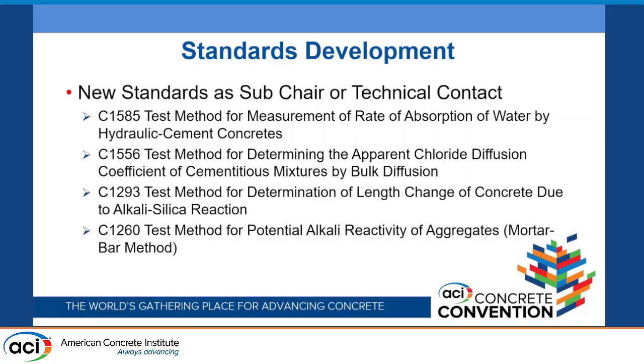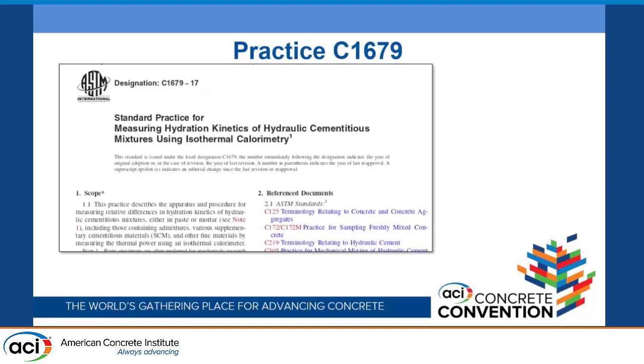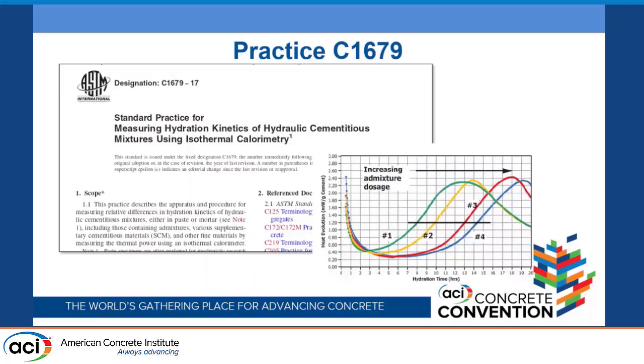And then there are the two classical, I guess we call them, ASR test methods, C1293, the concrete prism, and then the C1260, the mortar bar method. So just a tremendous accomplishment to be the leader in so many ASTM standards. And an example, this is that C1679 using isothermal calorimetry to look at the interactions between cementitious materials and other constituents. And those are some heat of hydration curves.